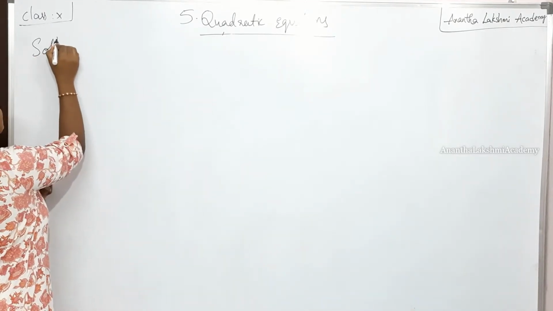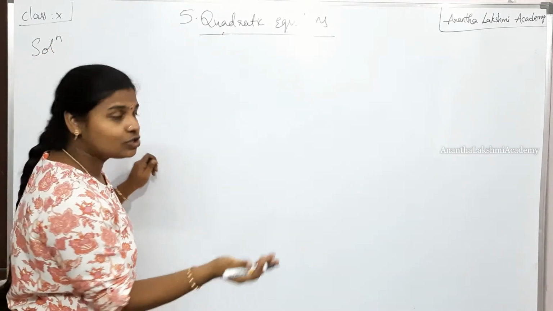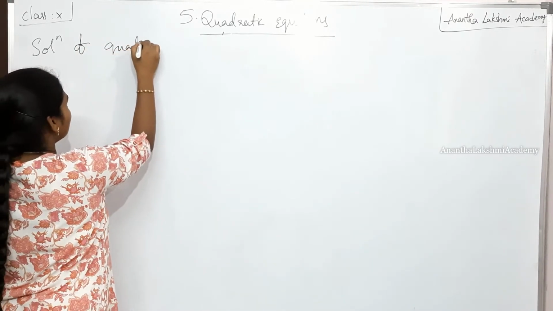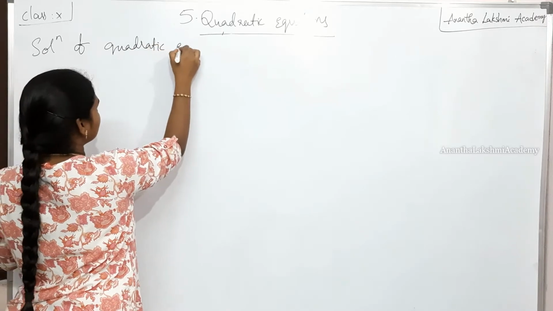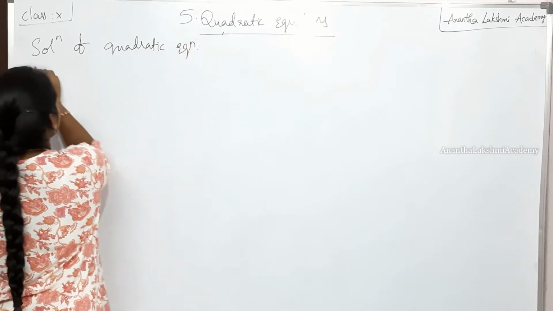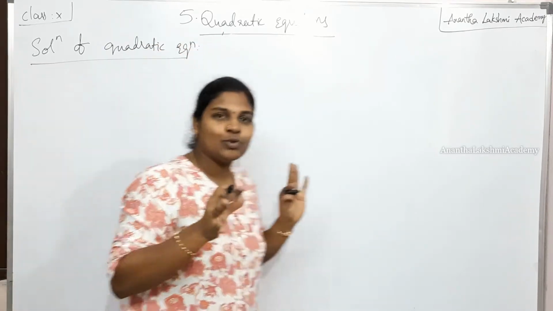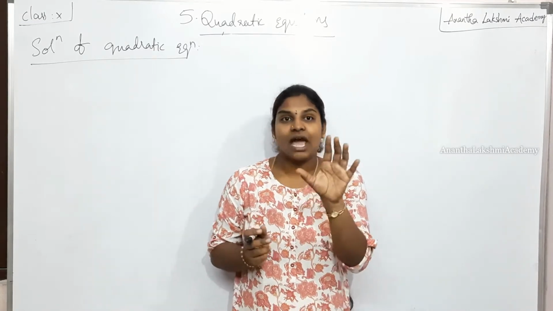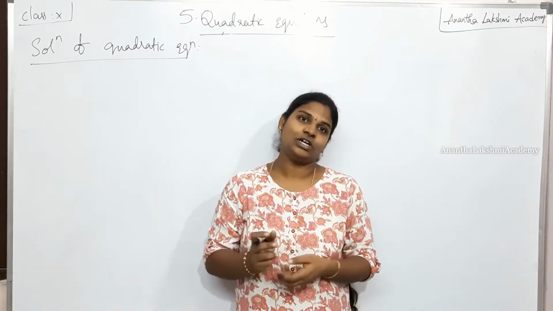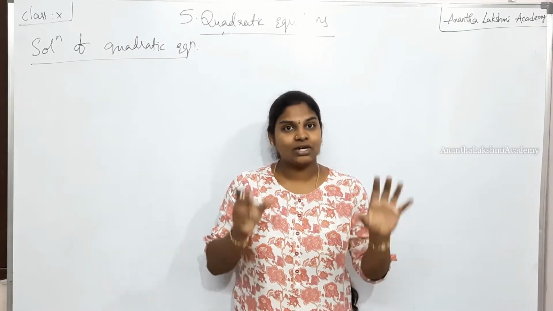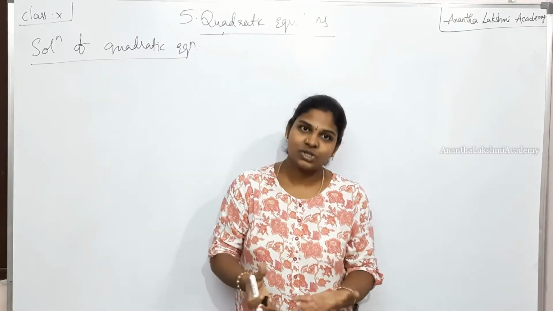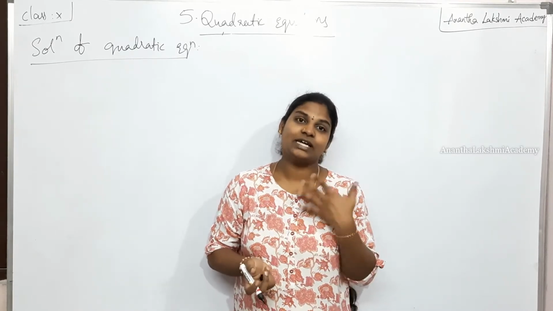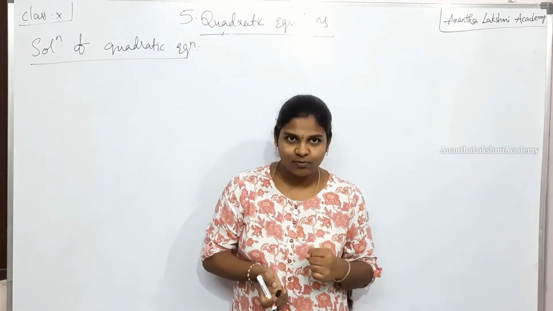First, let us understand what is the solution of a quadratic equation. Again, let me take you back to the polynomials chapter, wherein in the very introduction we discussed zeros of polynomial. Zeros of polynomial are nothing but the values for which the expression is zero. The value for which the expression becomes zero is the zero of the polynomial.